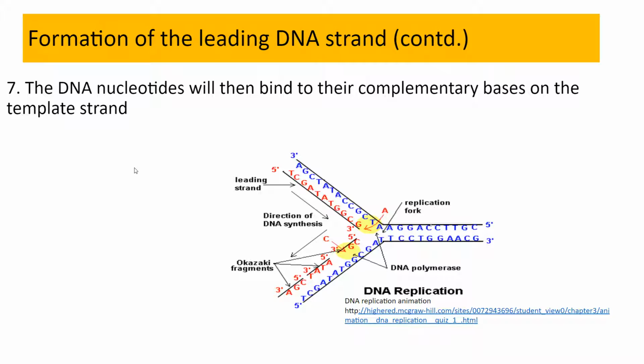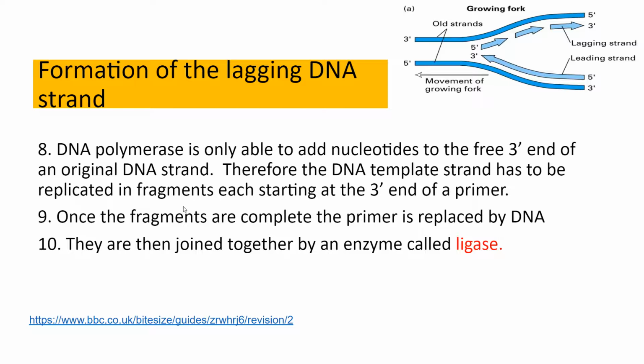Now what happens is, go to the next slide, a primer to start the process is added. So you would have, say, a primer added here, and then nucleotides would be added on to the primer. And then as a little bit more of the molecule unzips, another primer would be added, and some more nucleotides would be added by DNA polymerase. Then as the molecule unzips again, another primer would be added, and some more nucleotides would be added again.